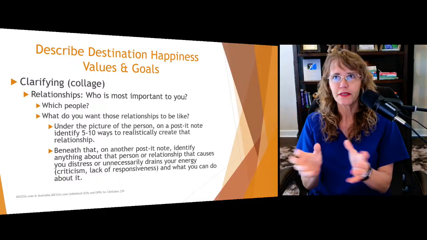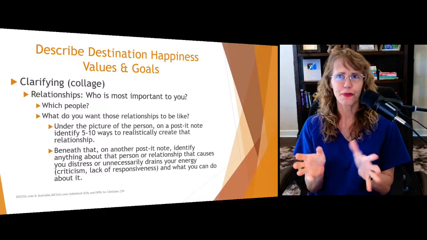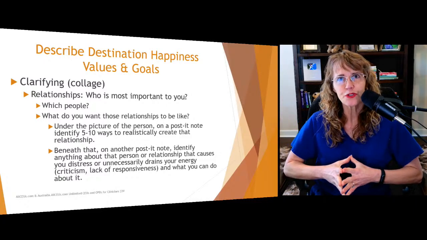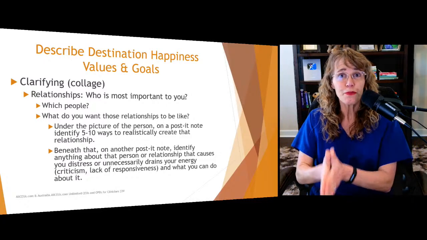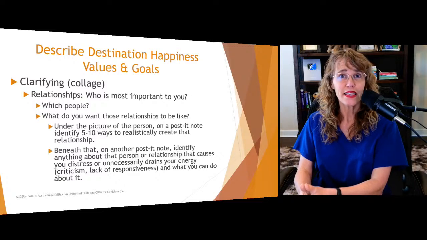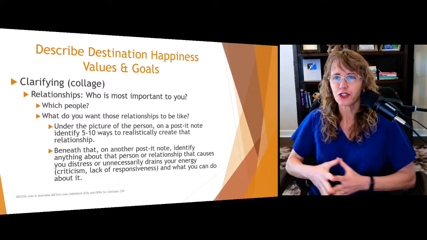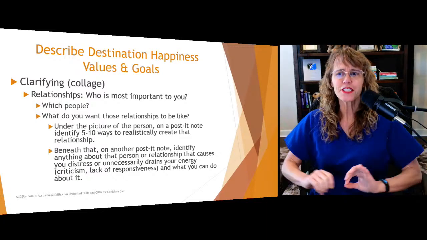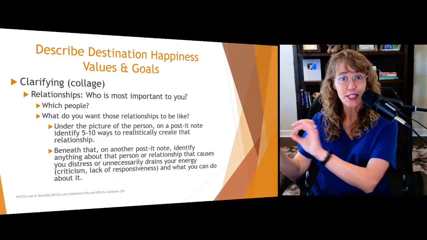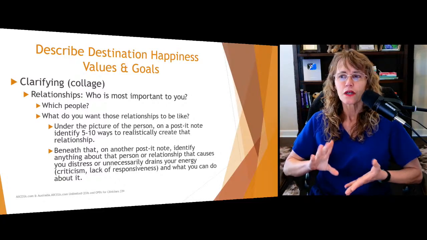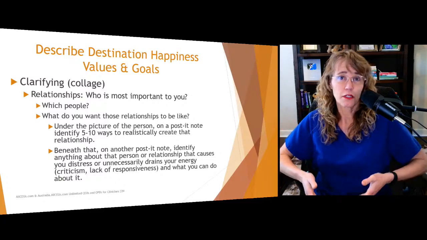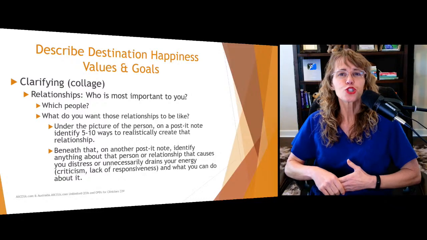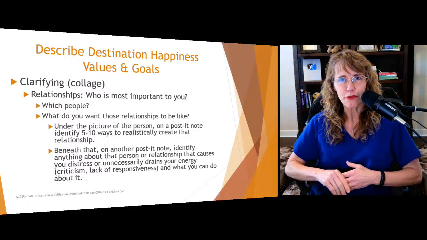So you may have an amorphous picture of a friend, to try to figure out, okay, what can I do to use my energy to meet people who might be safe, accepting, and nurturing? Okay, so you have the pictures. Under the picture of each person or people, use a post-it note or a long sheet of paper if you want, and identify 5 to 10 ways to realistically create that relationship.